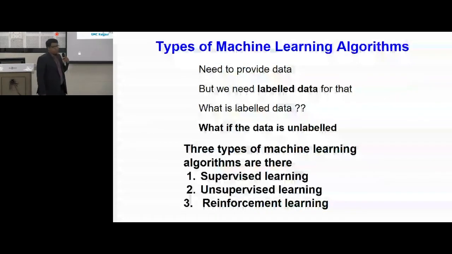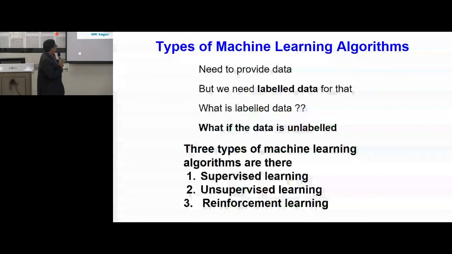Then third is reinforcement learning. So reinforcement learning is also similar to supervised learning. So gaming and all, reinforcement learning is there. Basically it learns from trial and error based on the environment. It will see if the answer is correct or not, and it will keep on learning from it. That is reinforcement learning.